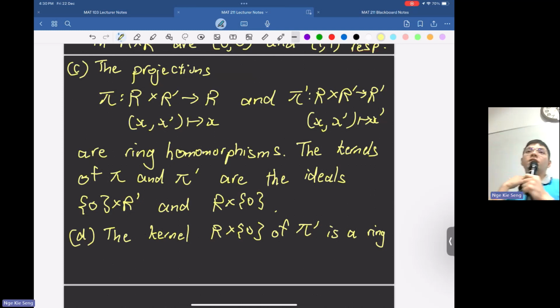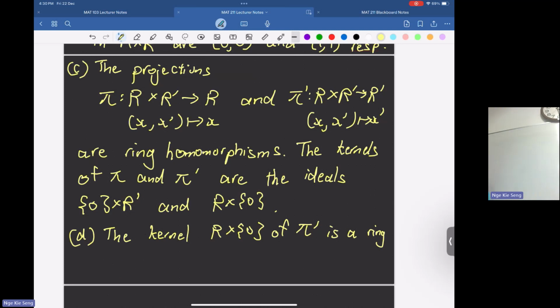Okay, last time we said that ideals are almost rings, but ideals usually don't contain the multiplicative identity. If it contains the multiplicative identity, then it is the whole ring. But in this case here, R cross 0 is a ring. Can you see why it is a ring?